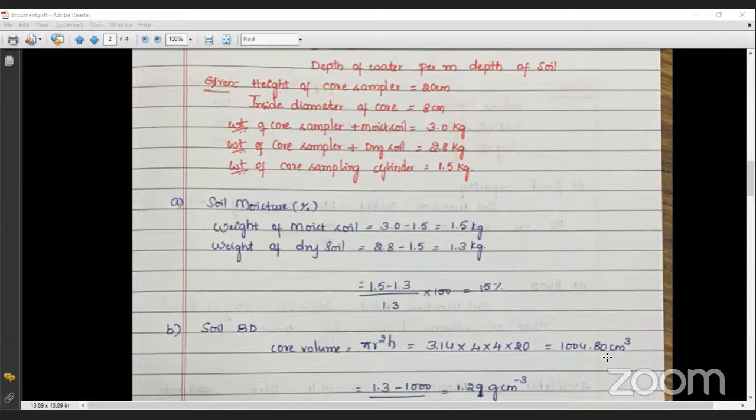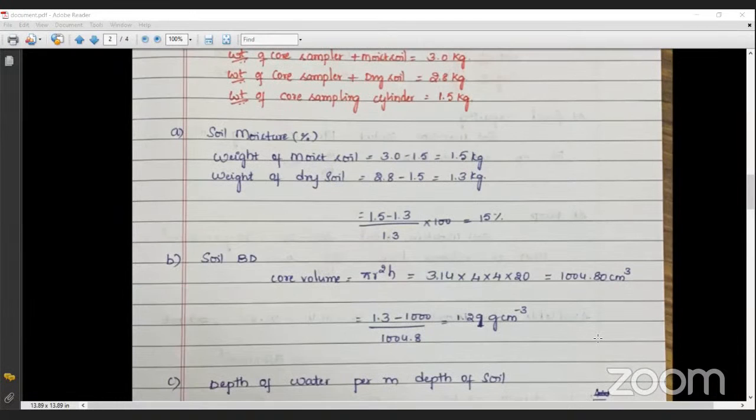So if you have solved this problem earlier, you can directly mark 1000. The radius will be constant, and also the height of the core sampler is constant. Then why would you want to solve the problem in the exam? Directly you can go for this answer, that is 1000 cm cube, which gives the core volume of that core sampler, right?